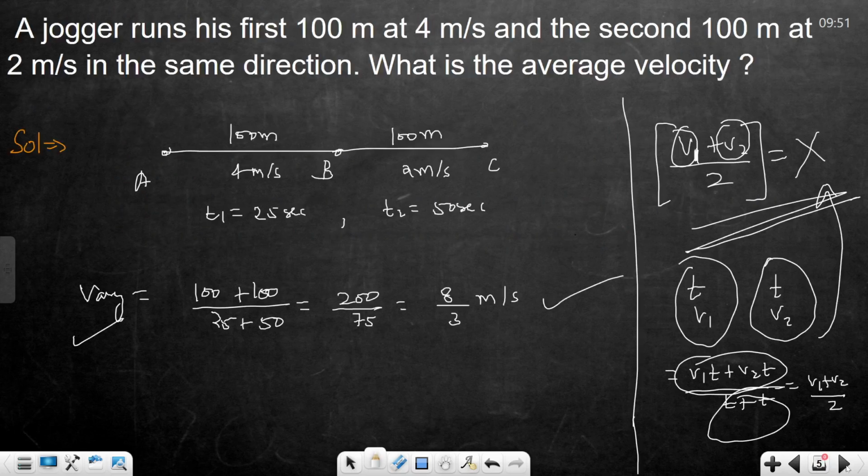Another question. This is about acceleration. So I'll give you another question about average velocity. This is the last question for calculation of average velocity. In this question, you have to calculate average velocity as well as average speed, both of them.